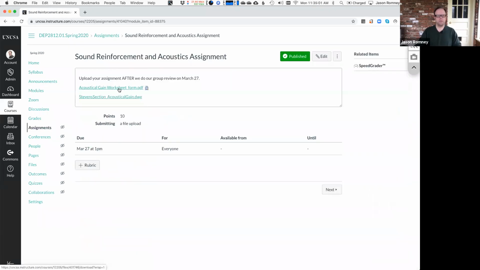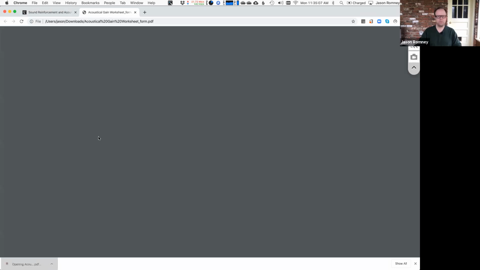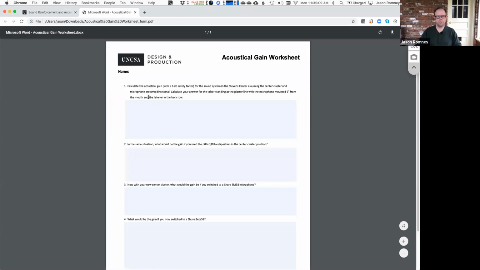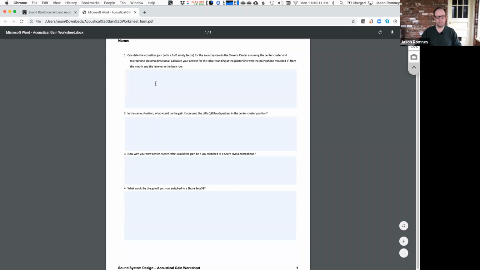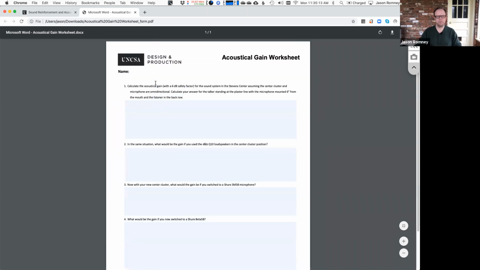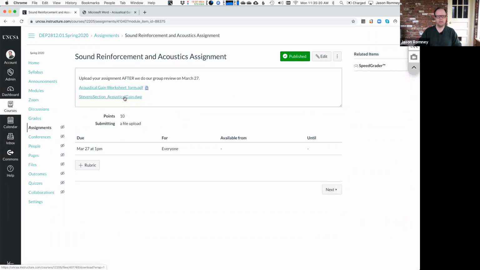So here is the little worksheet. And if you download that PDF, here's what it looks like. I'm going to have you calculate some acoustical gain for the Stevens Center. And I've also given you the CAD file for the Stevens Center, and it's marked up in a way that tells you where things are. So let me pull that up and let you see what that looks like.